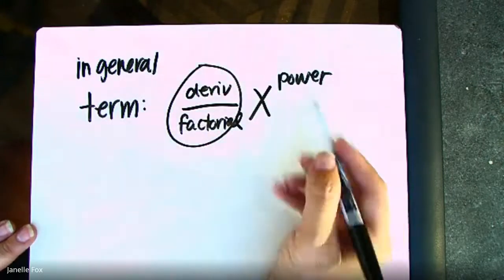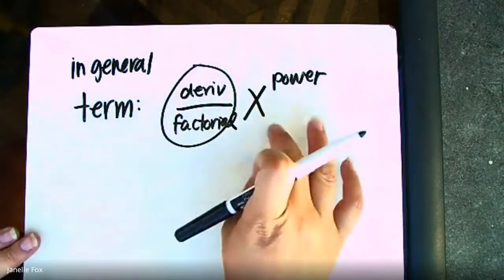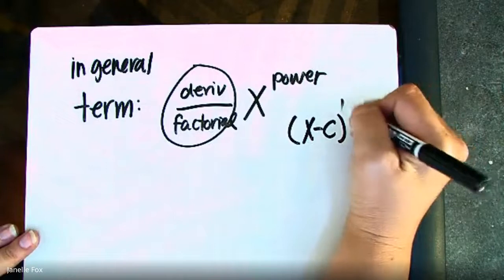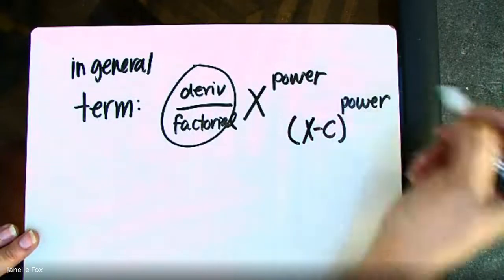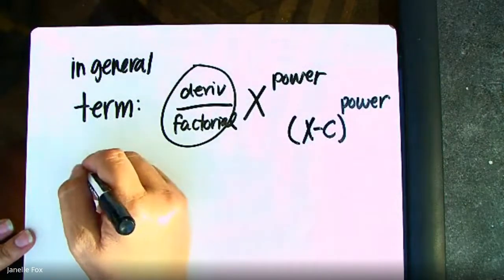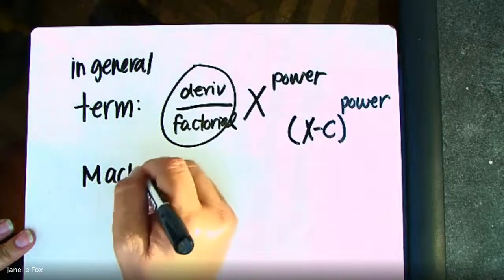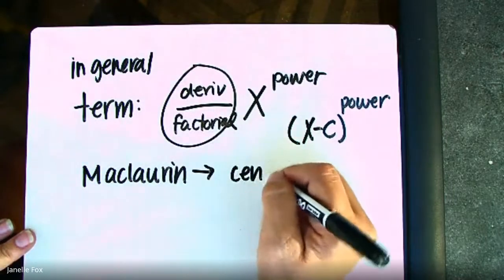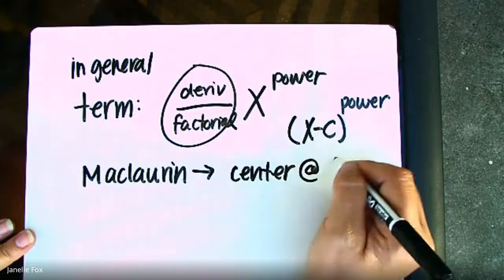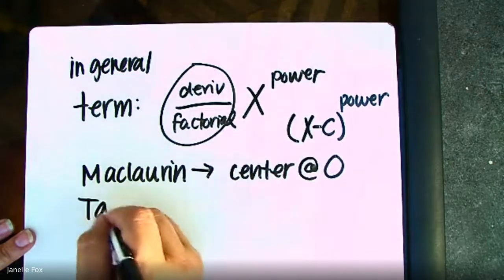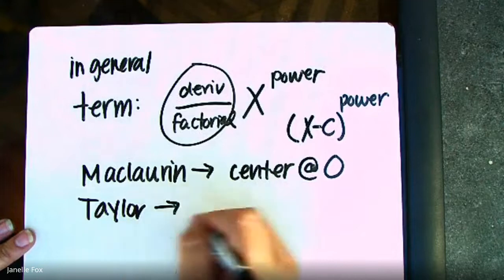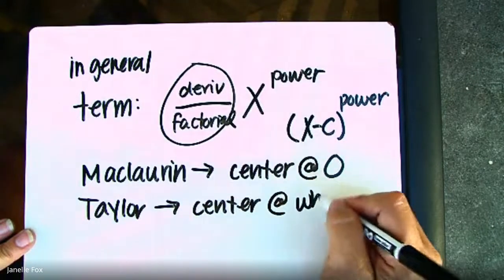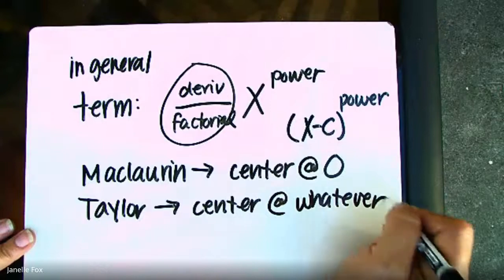And then there's going to be x to the power. Sometimes this x ends up being x minus c to a power, depending on what the center is. If you are asked to do a Maclaurin polynomial, the center is always at 0, so that's easy cheesy. The Taylor polynomial, its center is at whatever they tell you.